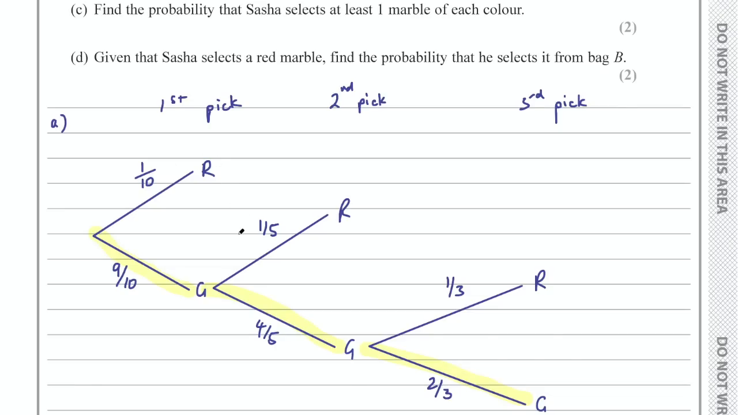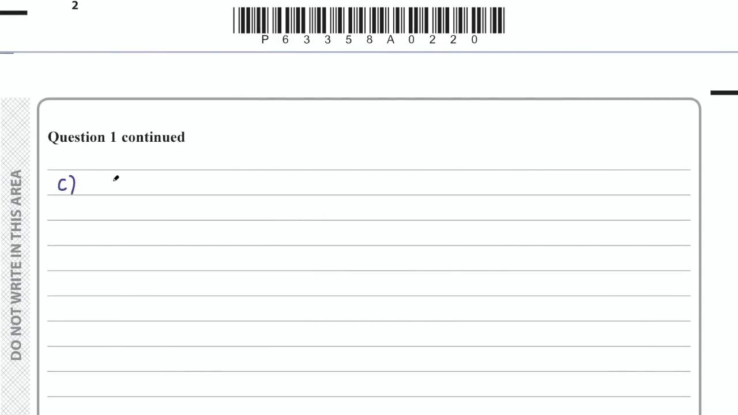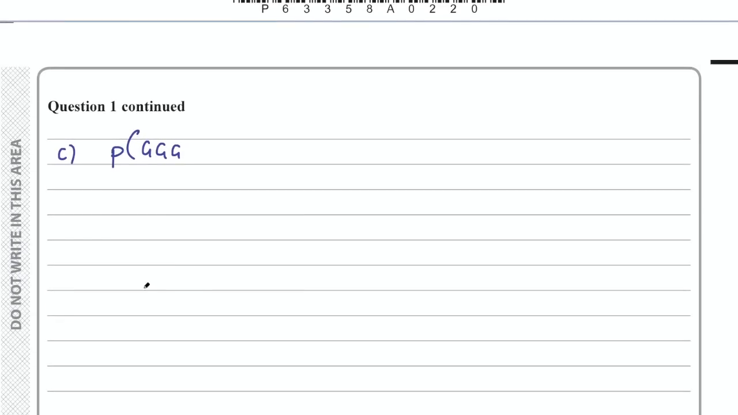So that means it's going to be 1 take those probabilities. What I want to find first for part C is the probability of green, green, green, which I actually did in part B, right? That was the probability of 3 greens, or the probability of just that first red.